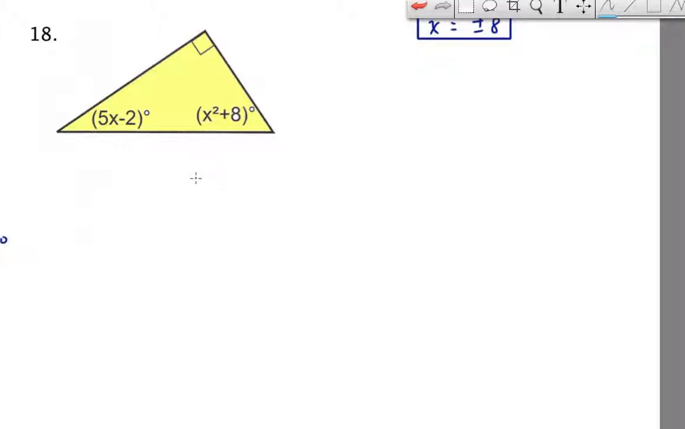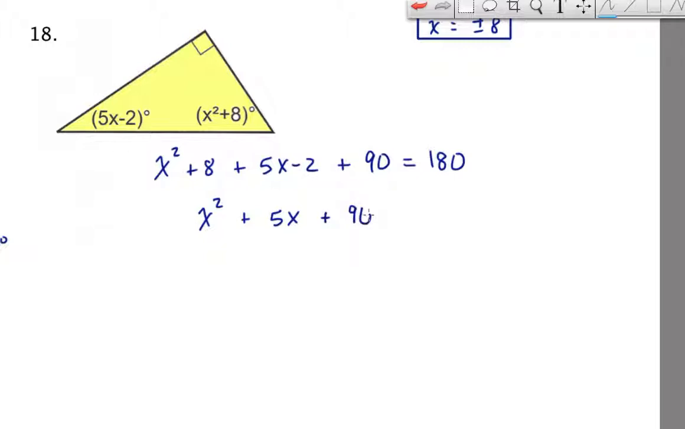90 plus 5x minus 2 plus x squared plus 8 equals 180. Okay, so I got x squared plus 8 plus 5x minus 2 plus 90 equals 180, right? Yep. So can I combine my like terms here? 8 minus 2 is 6, plus 90. So I've got 96. What am I doing with this 180?